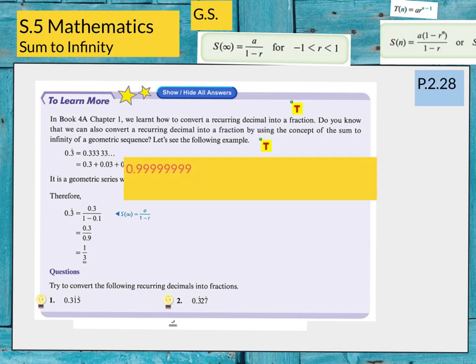But there is a more interesting question. Do you know the value of this? What does it equal? Many people say it equals 1. Do you agree? There are many articles on the internet discussing this.